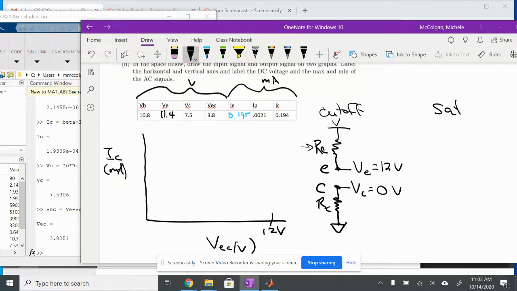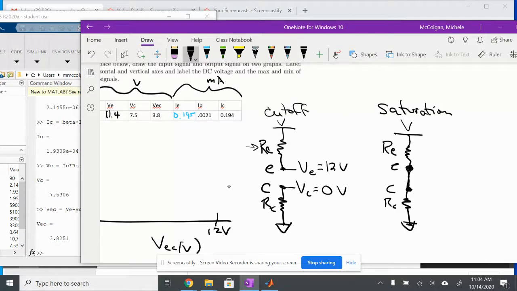And now for saturation, saturation gives me the maximum value for my collector current. So that's what we're going to put on the y-axis. So again, I've got RE, this is E, I've got C, I have RC, and then ground. Now with saturation, this is the max current that can flow through our transistor from the voltage source through E, through C, and to ground. To calculate that collector current, IC is equal to V over, these two resistors are in series, so I can just add them, RE plus RC.